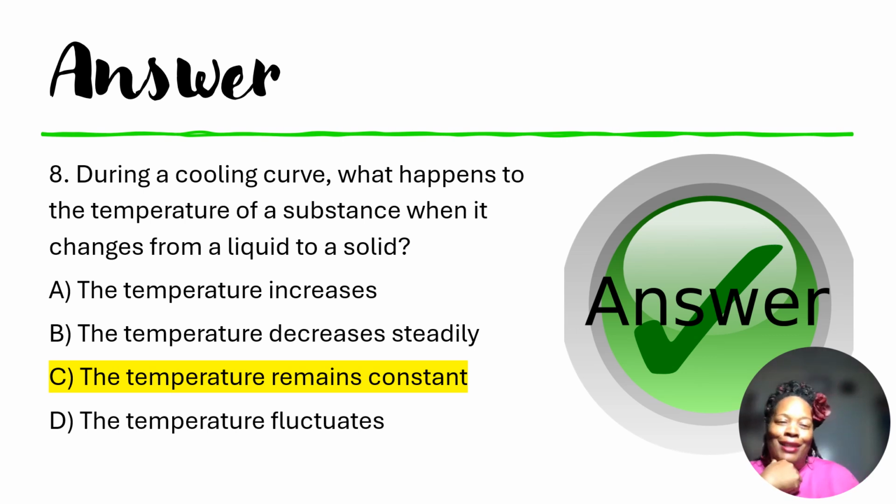And then finally, letter D, the temperature fluctuates. This too is also incorrect because the temperature does not fluctuate during a controlled phase change. Fluctuation would imply irregular increases and decreases, which does not occur in a phase transition from liquid to solid when the process is continuous and uniform. Now, we did discuss this also as it related to the heating curve as well. Keep this in mind also for your TEAS exam.